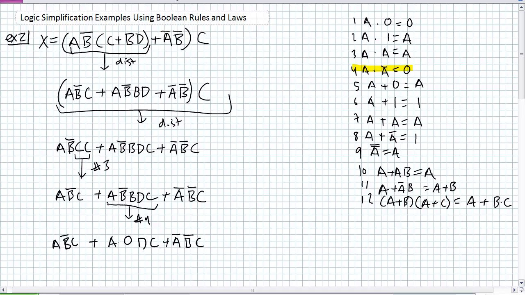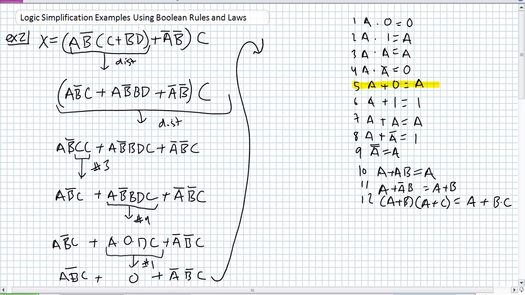Okay, when I AND something with a 0, that to me looks a lot like rule number 1. The whole term that it's being ANDed with is a 0. These other terms are unaffected by that. Now, what am I going to do? Well, something ORed with a 0 looks a lot like rule number 5. Let's give ourselves lots of space up here. Rule number 5 gets me to the spot where it's just A not B ANDed with C, or not A ANDed with not B and C.